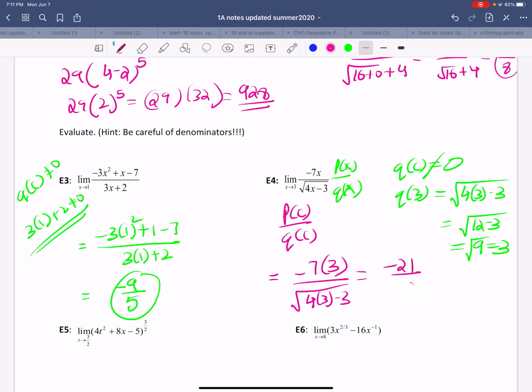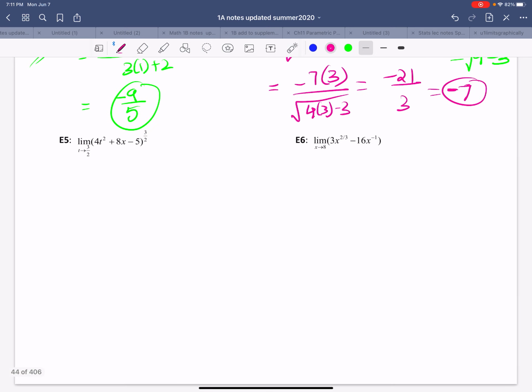That's negative 21 divided by 3, and that's equal to negative 7. I'm just using basic limit laws where we have some product, polynomials, rational functions, the laws that we just talked about. Okay. Next, limit as x approaches 3/2 of (4t squared plus 8t minus 5) raised to the power 3/2.